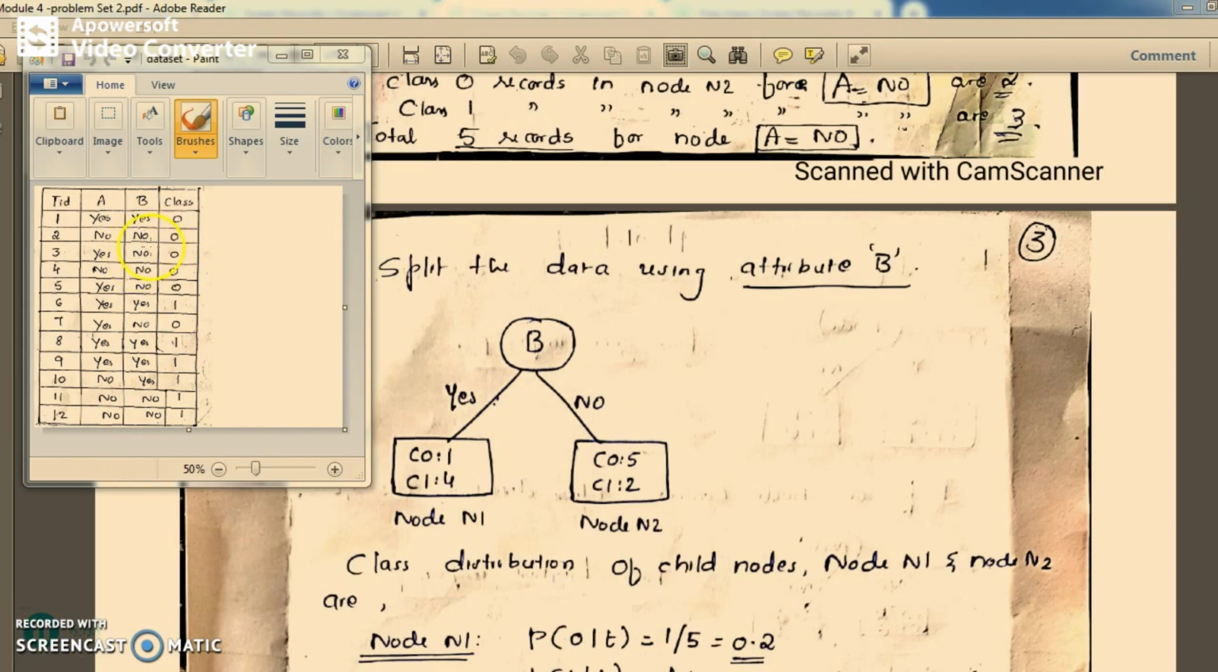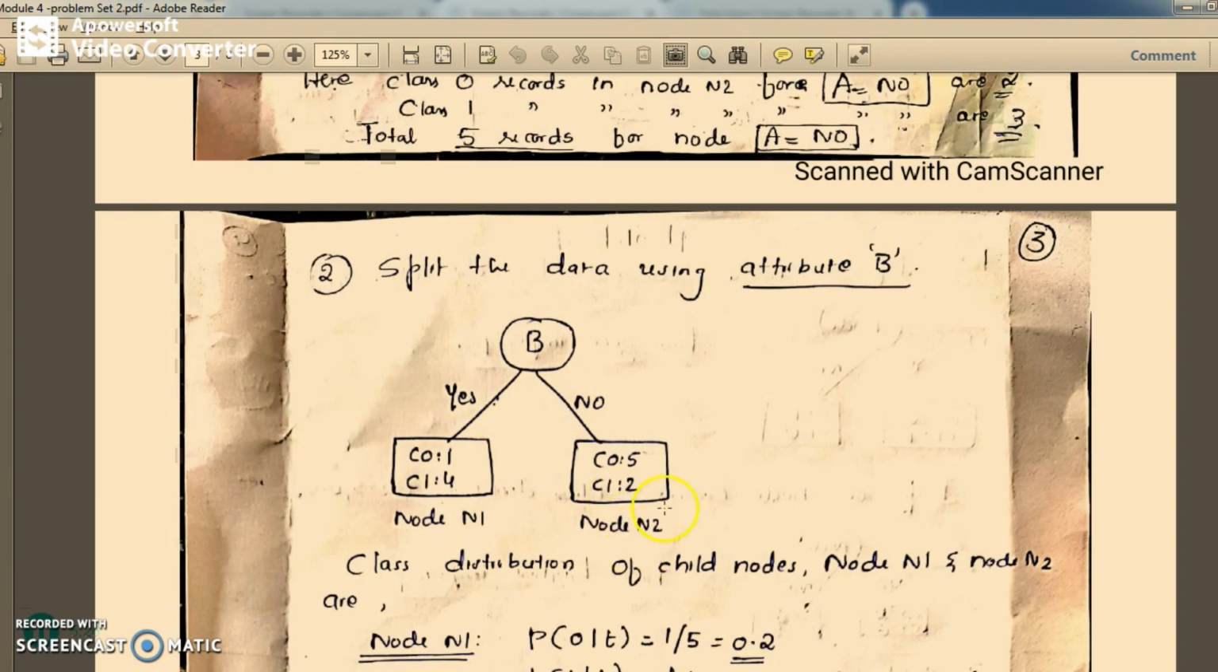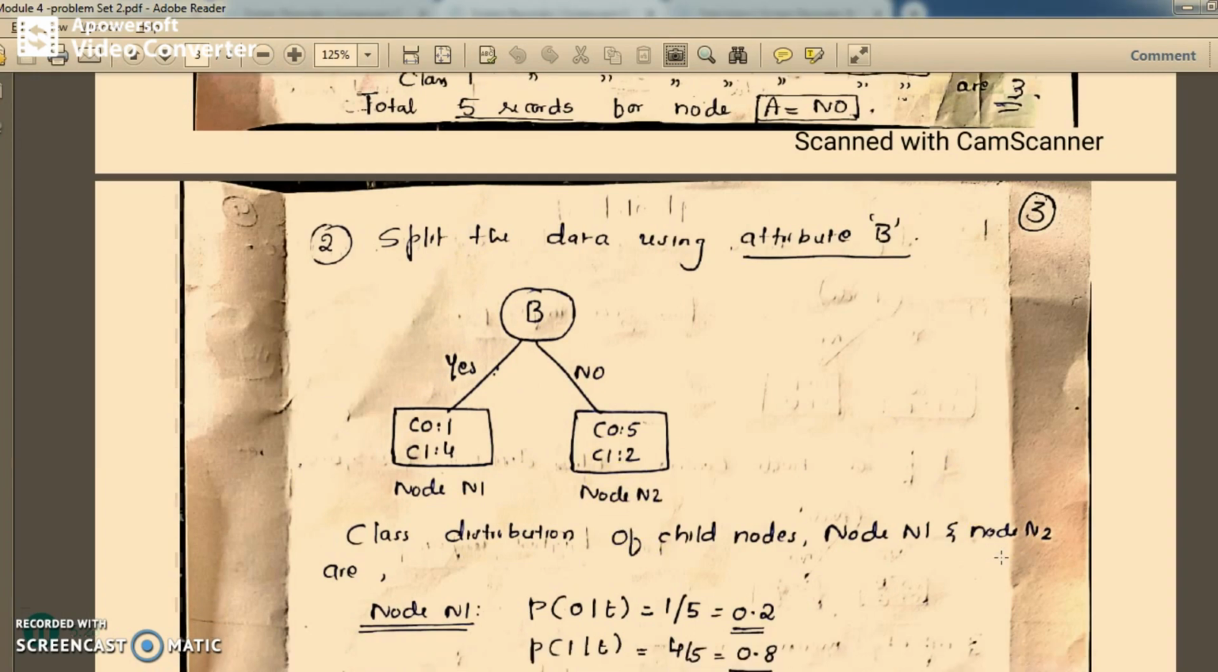So out of 7, the no records belonging to class 0 are 1, 2, 3, 4, 5. Total 5 records belong to class 0, and the records belonging to class 1 are only 2. Total 7, out of that 5 belong to class 0, and total 2 belong to class 1. Right? So you continue with your calculation now. Class distribution we will have to calculate. How are we going to calculate it?